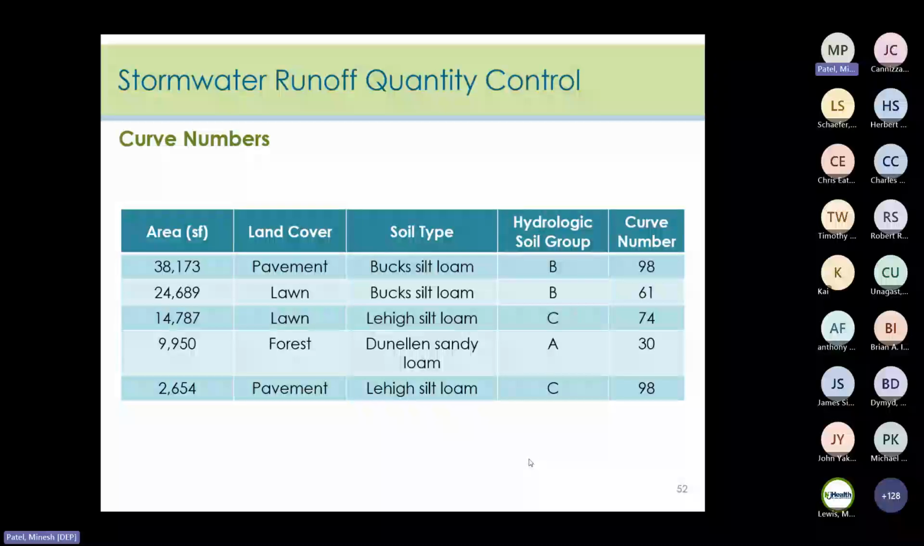Here's an example of what a land cover table might look like from an engineering report. You see here the land cover, the area of the cover, soil types, HSGs, and associated curve numbers. The reviewer must check these numbers and land cover types against what is shown on the plans. Sometimes you could see that they do not match up necessarily. So always check, make sure that they correspond to each other.